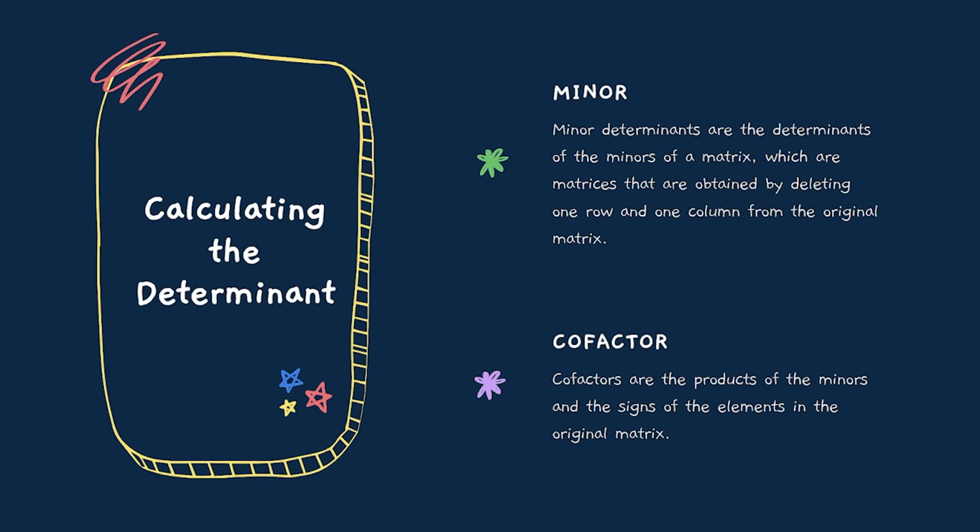So on this topic, calculating the determinant. What is a minor? Minor determinants are the determinants of the minors of a matrix, which are the matrices that are obtained by deleting one row and one column from the original matrix. The second one is cofactor. Cofactors are the products of the minors and the signs of the elements in the original matrix.